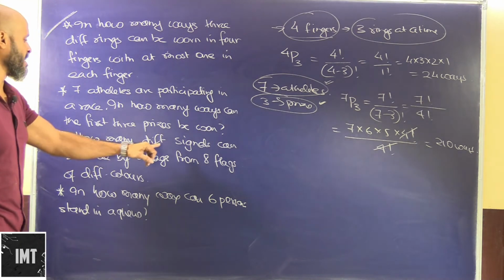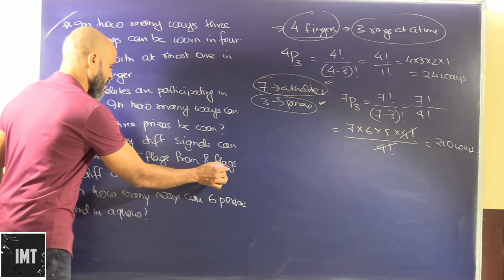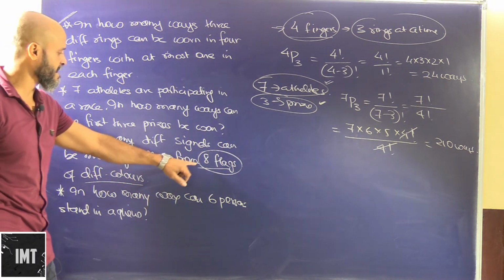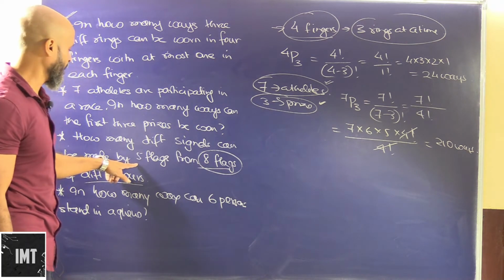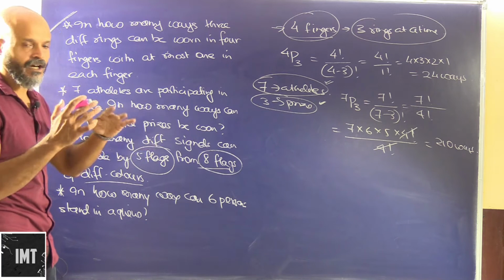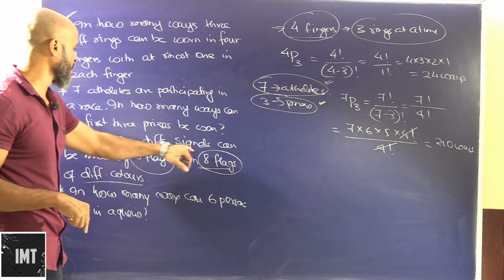How many different signals can be made by 5 flags out of 8 flags of different colors? So this is basically 8 different flags, n different flags, and 5 flags. We have to take 5 at a time out of these 8 to make a signal. How many different signals?